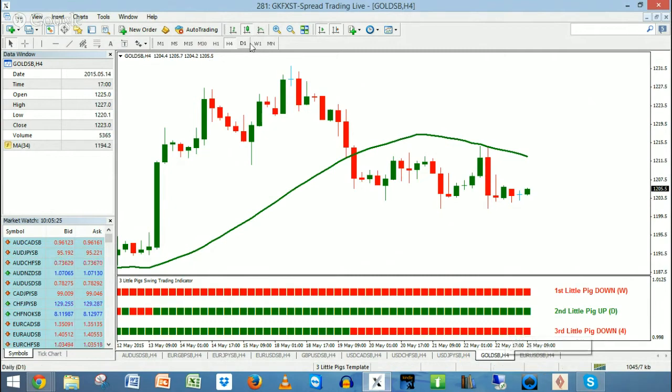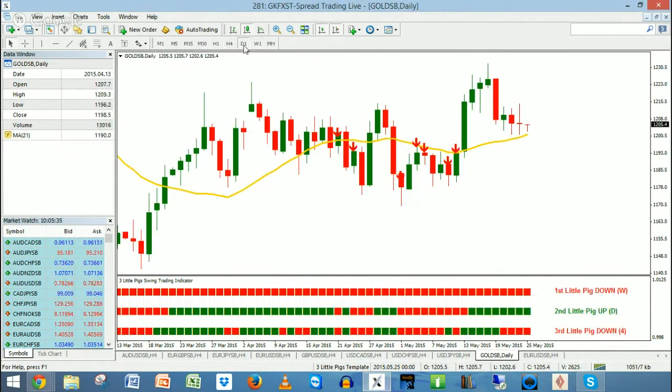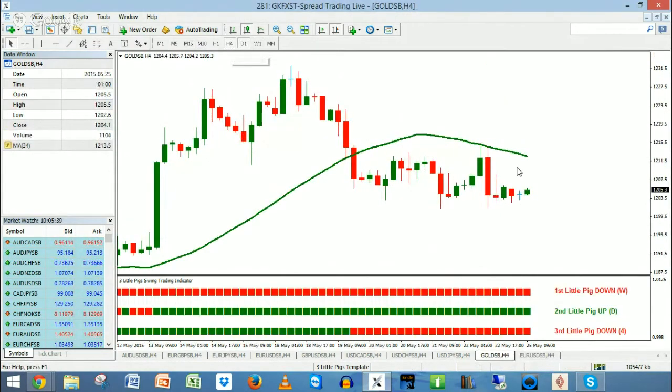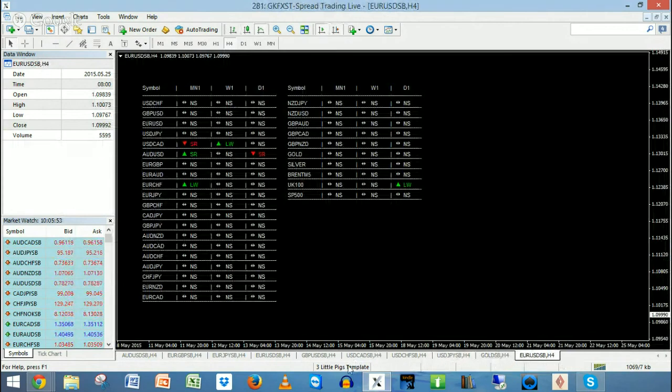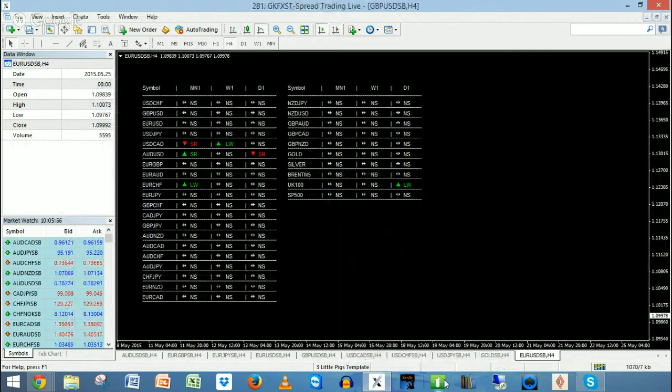Gold is just a little bit choppy. We can see the weekly is hovering around this moving average, just below it at the moment, and the daily is just above, so it's really quite sideways on gold. Those of you that are trading it could get a signal either way soon, depending on what the higher time frames do. So that's the three little pigs. Okay, so over to no indicators trading.